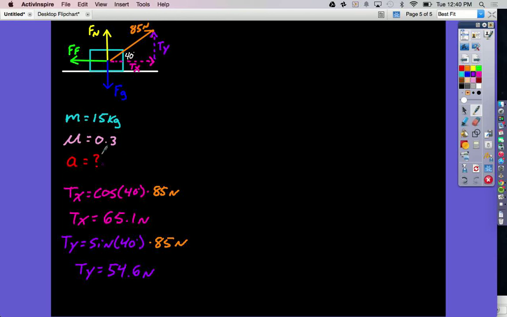So now we're trying to find acceleration. It's going to accelerate toward the right. So what is my x equation for this particular object? I know that my tension in the x is a positive force because it pulls to the right, and I have the force of friction pulling to the left. And those two together equal ma. To solve for a, I just have to divide by mass. So I would have tension in the x minus my force of friction, divided by mass, equals acceleration.